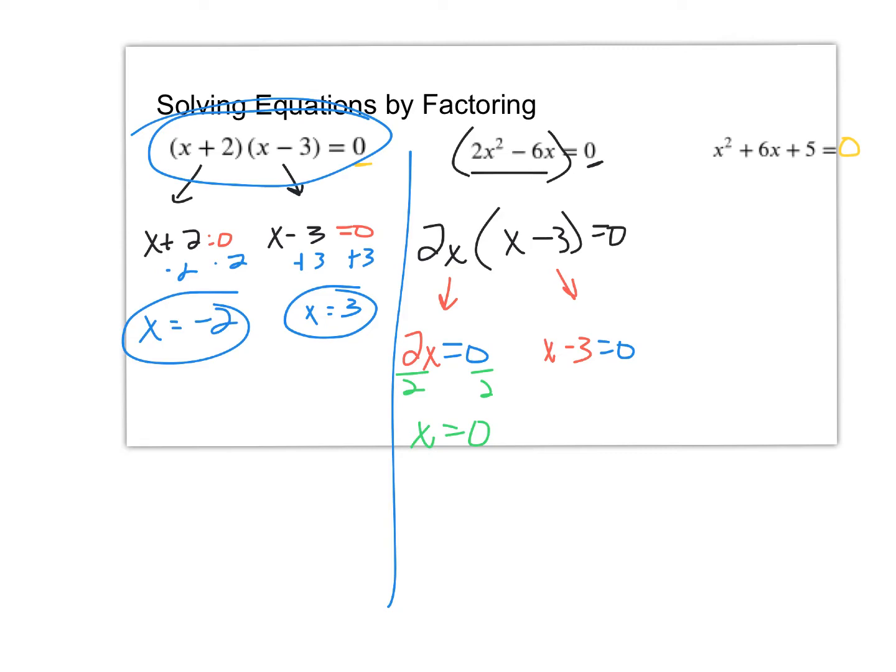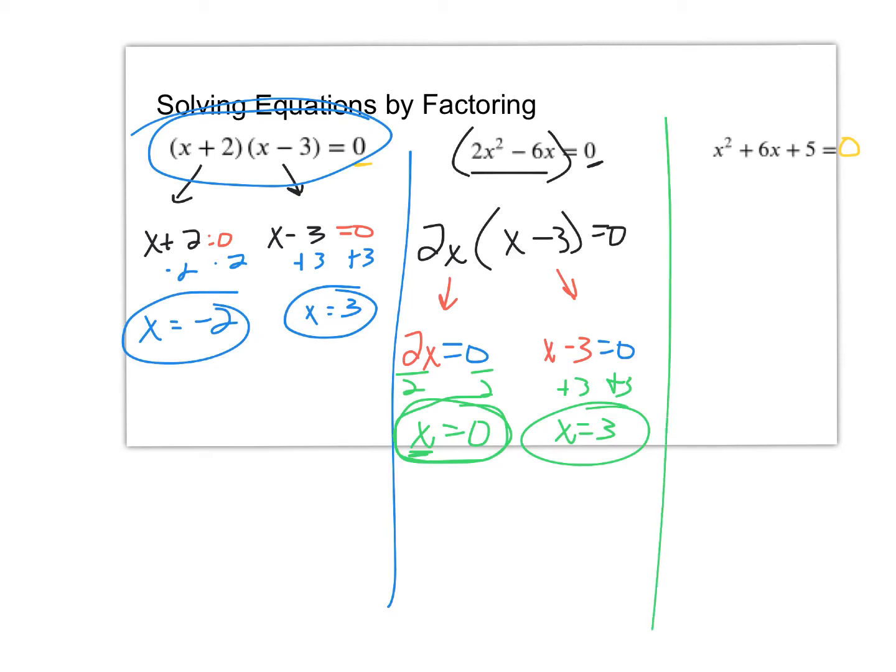But remember, x is a variable. It can be anything it wants to be, including 0. So that's okay. Over here, add 3. So x is equal to 3. And there's your answers for that one.